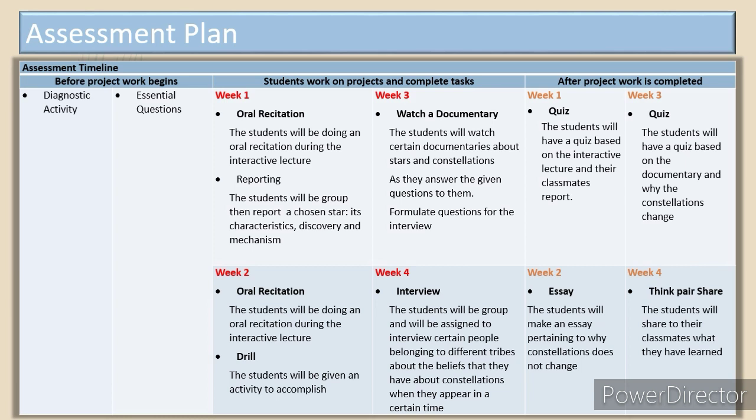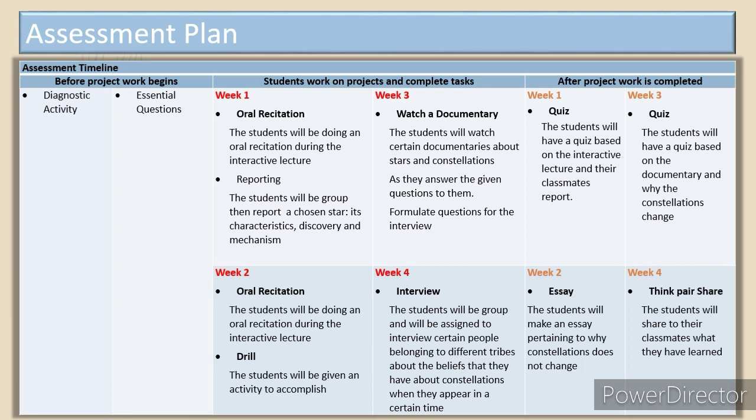Then after project work is completed, week 1 would be a quiz. The students will have a quiz based on the interactive lecture and their classmates' reports. Then week 2, essay. The students will make an essay pertaining to why constellations do not change. Then week 3, quiz again. So the students will have a quiz based on the documentary and why the constellations change.